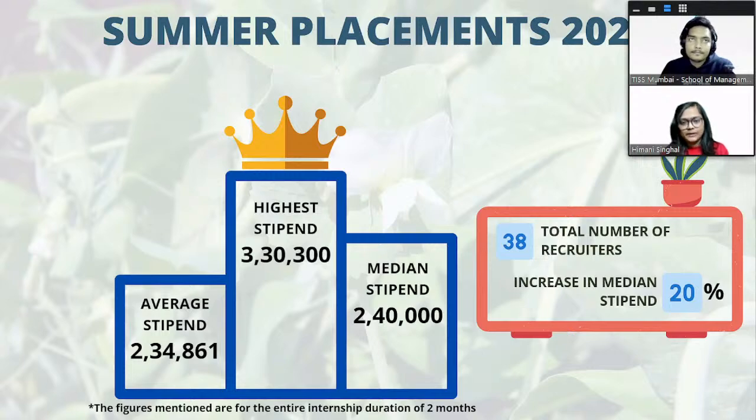Coming to the summer placements, so these are the statistics for summer placements for our batch. So we just completed our placement process 2 months back, and a total of 38 recruiters came, and there was a huge increase in the median stipend, that is 20%. So the median stipend was around 2,40,000 rupees. The highest stipend was 3,30,300, and the average stipend was 2,34,861. Next slide.